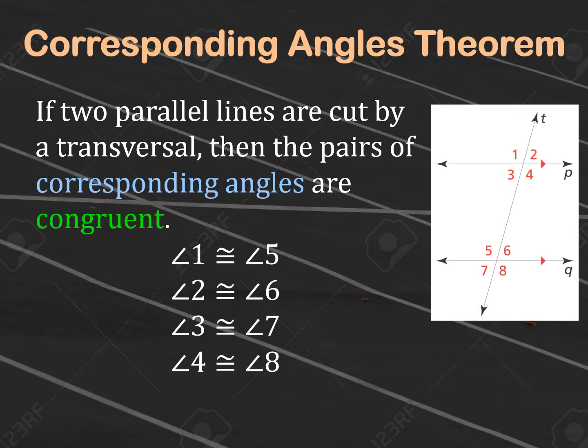So let's start with the corresponding angles theorem. Corresponding angles are in the same position for where the transversal intersects the lines. For example, 1 and 5 are congruent because they are corresponding angles. They're both in the top left. Angles 2 and 6 are congruent, both in the top right. 3 and 7, both in the bottom left. 4 and 8 are both in the bottom right. So corresponding angles are congruent.